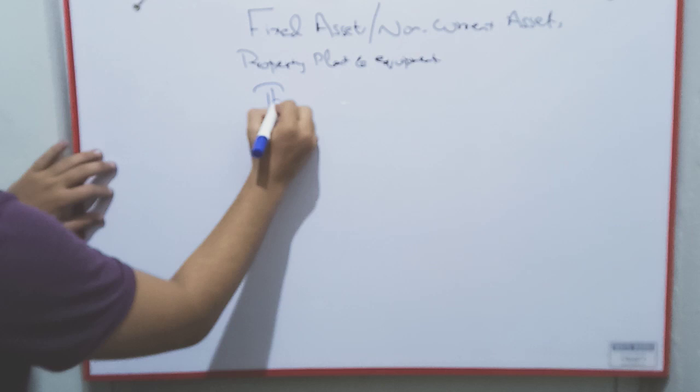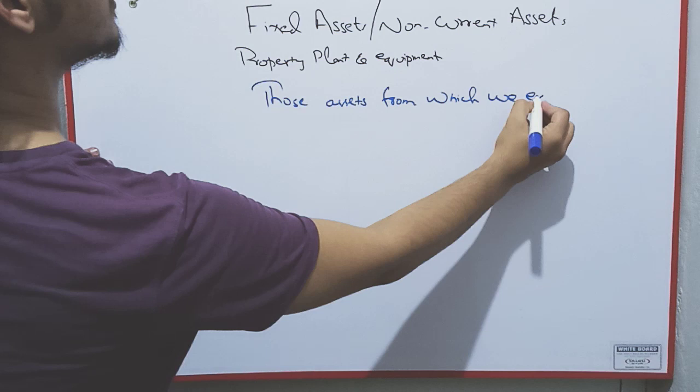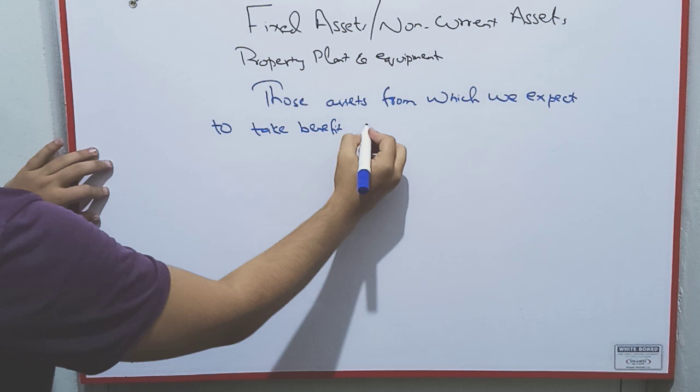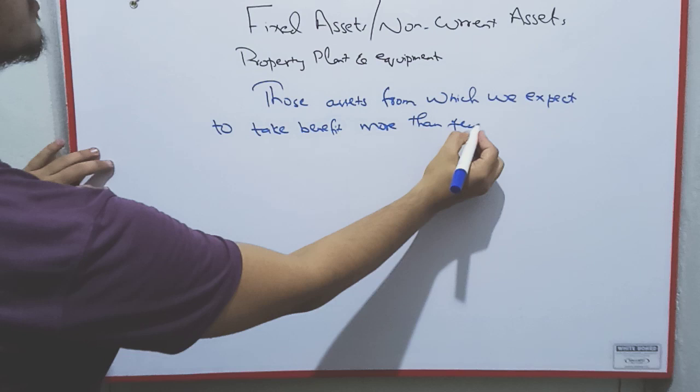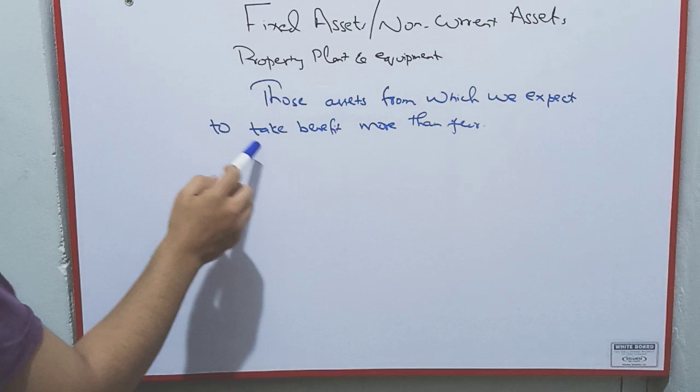Those assets from which we expect to take benefit more than a year. It is called fixed assets. For example, furniture, land, building, equipment, machinery, aircrafts, automobiles, vehicles. These are called fixed assets. Those assets from which we expect to take benefit more than a year, more than 12 months.